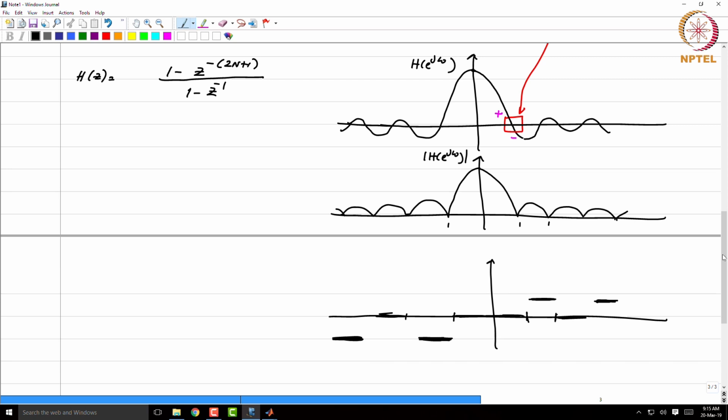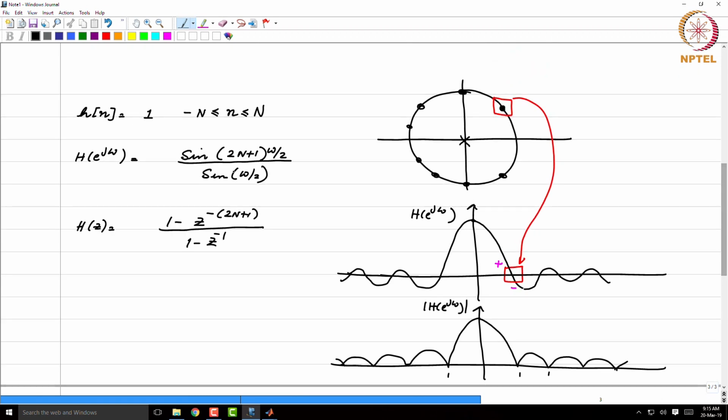In this particular example, because it was real valued, you can also plot H of e to the j omega just by itself. On the other hand, if it were complex, you need to plot real part versus frequency and imaginary part versus frequency, or you can plot magnitude versus frequency and phase versus frequency.